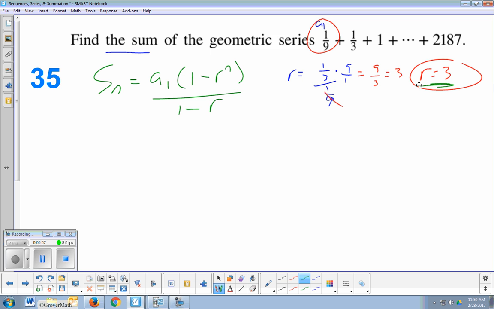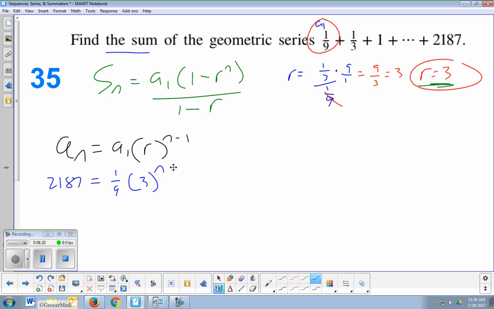So the way that we're going to do that, again, you could continue the pattern until you get there, but let's use our formulas for practice. We're going to use our geometric explicit formula. A sub n equals a1 times r to the n minus 1. And so a sub n is going to be the 2187. A sub 1 is a ninth. R is 3, figured out. And so the exponent is n minus 1, and that's what we're going to solve for. We're going to solve for n, and that's going to tell us what term 2187 is.